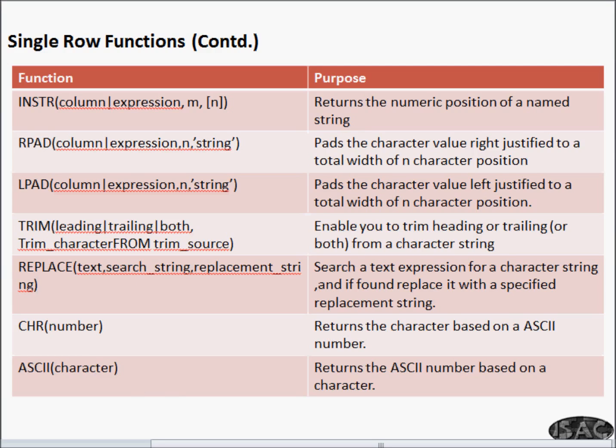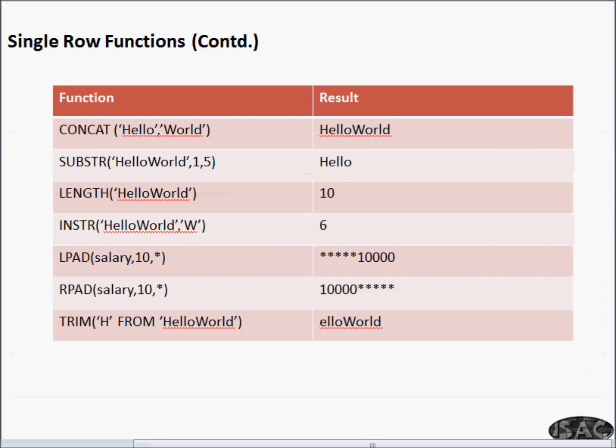Okay, we understood this. Next is CONCAT. Look at this example here: CONCAT hello world. We are passing two strings here, hello and world, so I'm getting one string, hello world. SUBSTR hello world 1 5. So get characters from the first to the 5th: 1, 2, 3, 4, 5, right? So only hello I'm getting here.